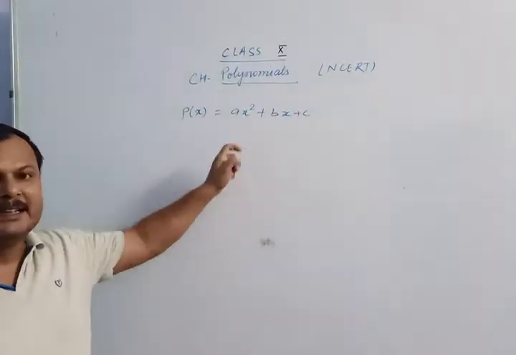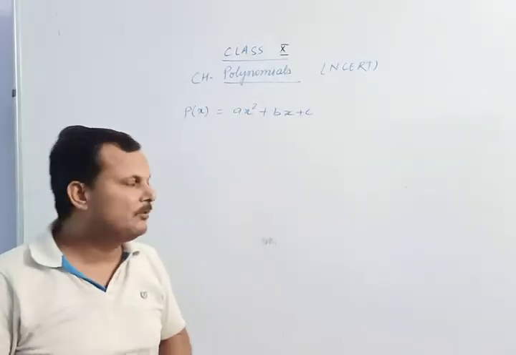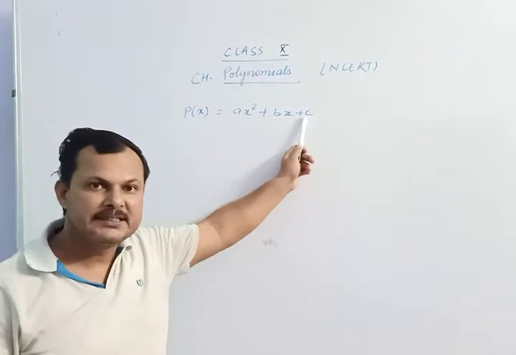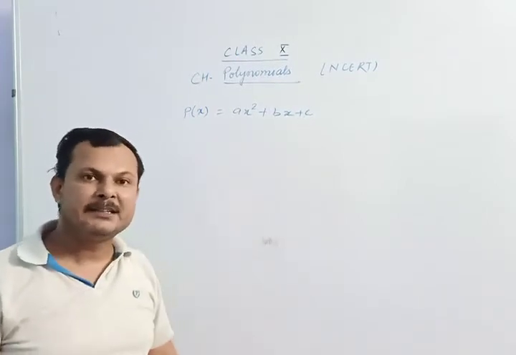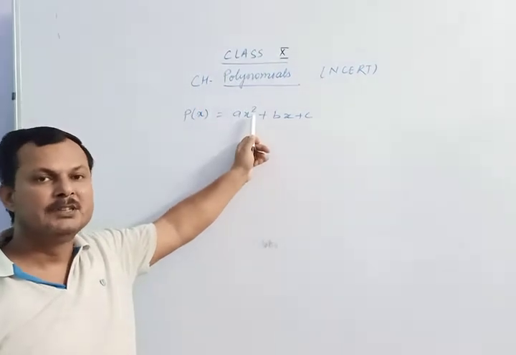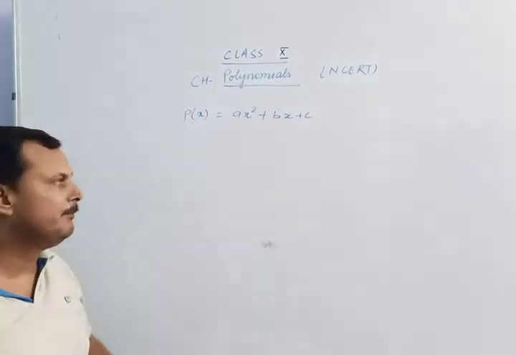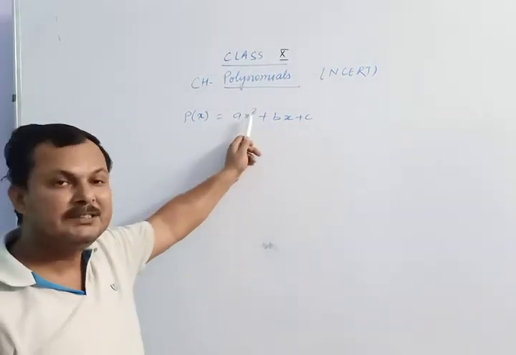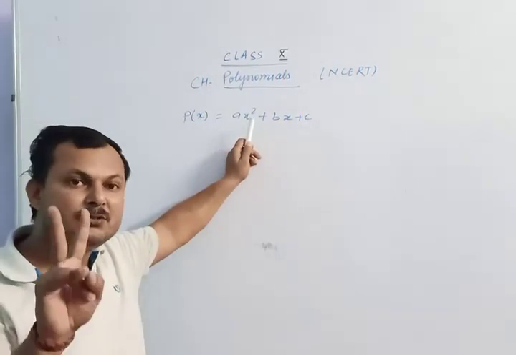What is a? a is the coefficient of x square, b is the coefficient of x, and c is the constant term of the given quadratic polynomial. It is quadratic because its power is 2, a non-negative integer. Remember it. Observe, here the degree is 2. It means it has two zeros.